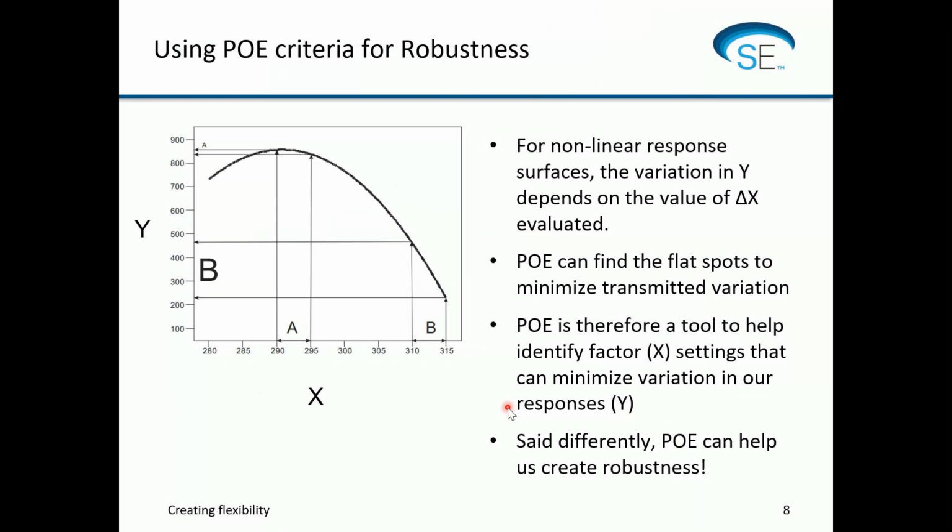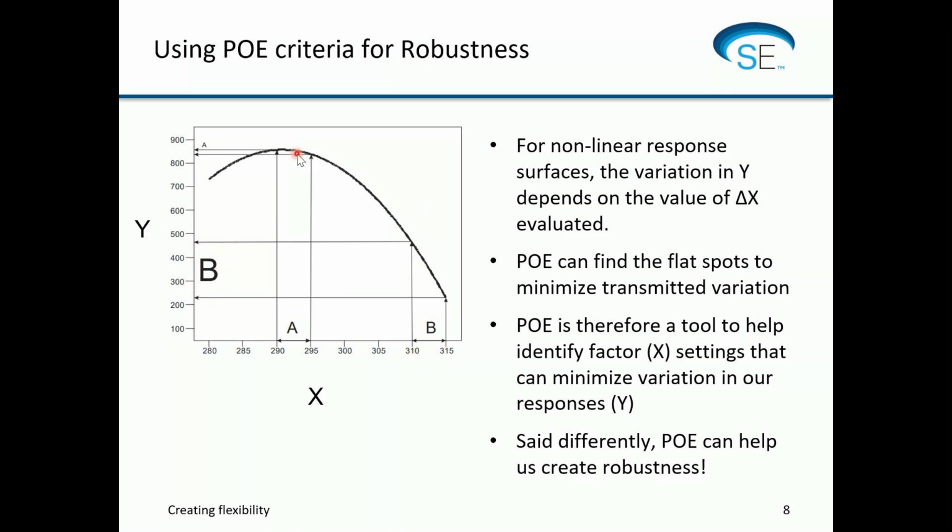So let's talk just a moment about the fundamental principle of what propagation of error actually is. So for nonlinear responses, the variation in our response, or y, depends on the value of the delta x that we're evaluating. So let's look at this graphic on the left. If we have a certain amount of change in a process factor setting, if we're on the steep part of the slope, the error propagated with that variation is very large, because it's a very steep slope over here. So the change in B here propagates a significant error on the response.